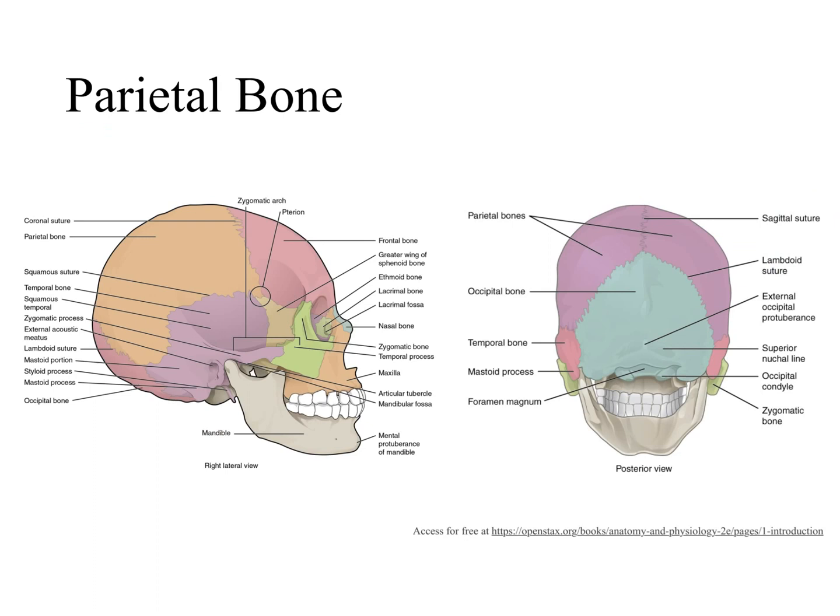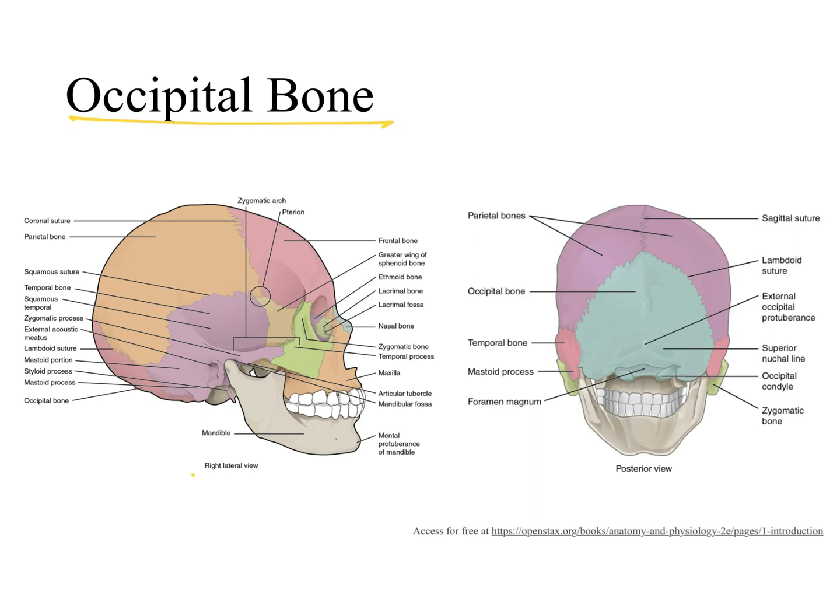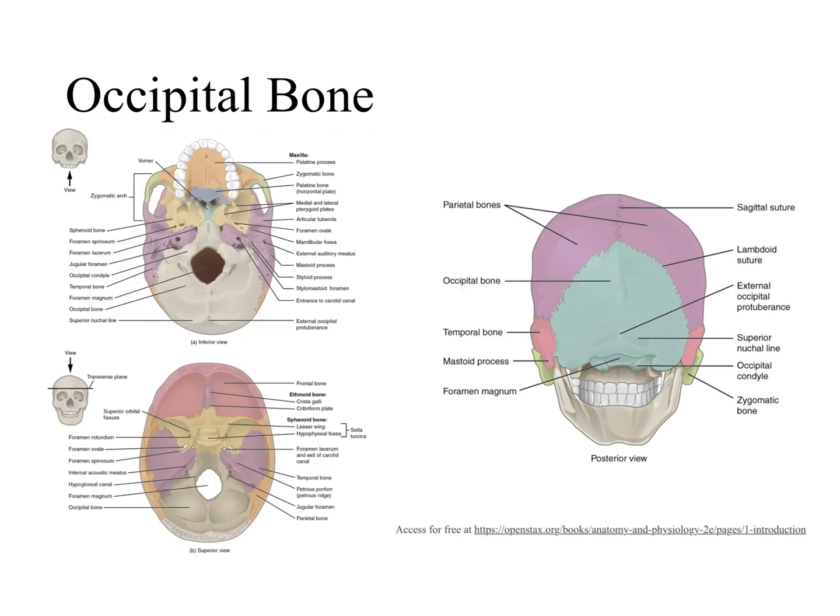Posterior to the frontal bone, we find the right and left parietal bones. The right and left parietal bones are separated by the sagittal suture. Posterior to the parietal bones, we find the occipital bone. When we look at the occipital bone laterally, we can see it very little, not that much, but we can see it very well in the posterior view, as well as in the inferior and superior views of the skull.